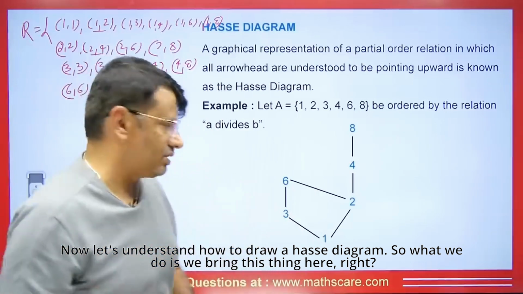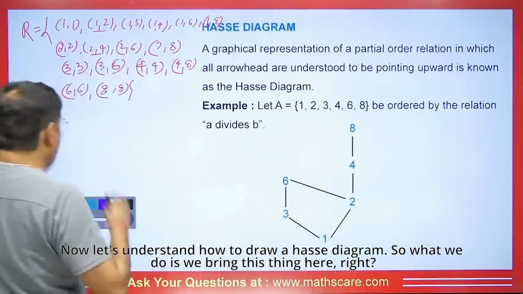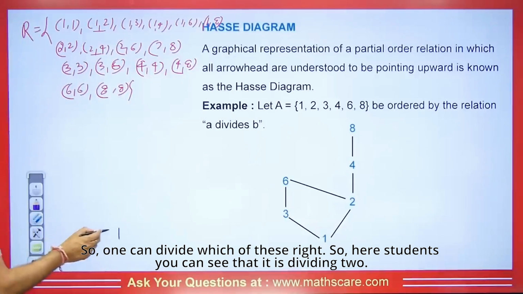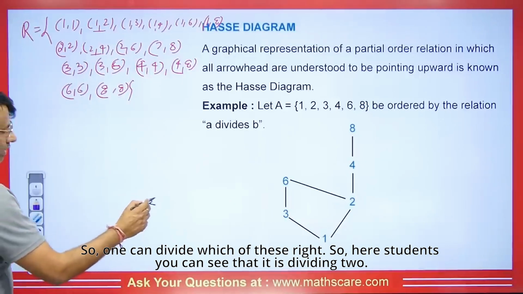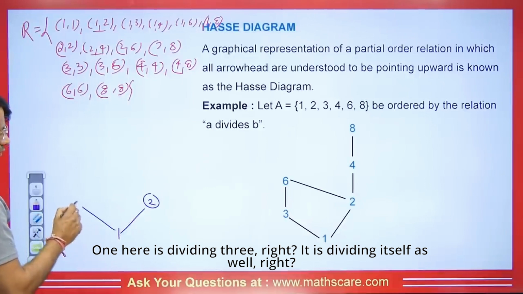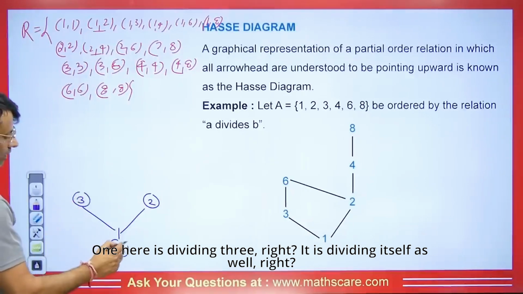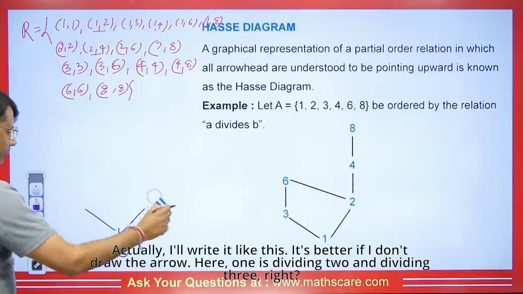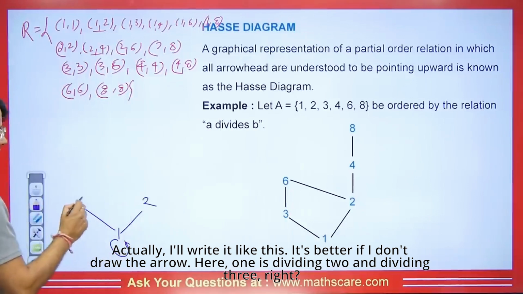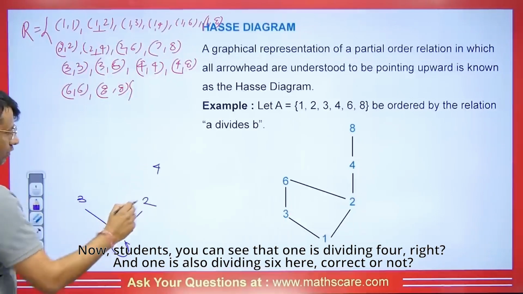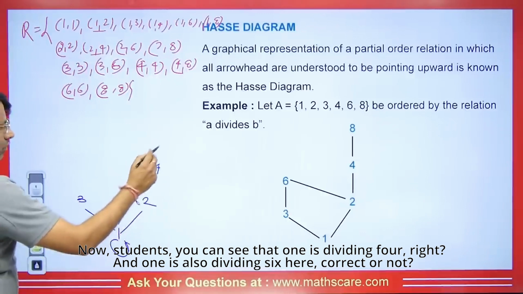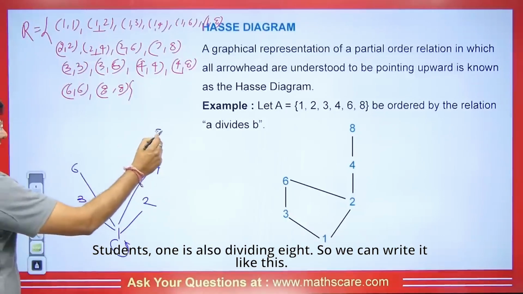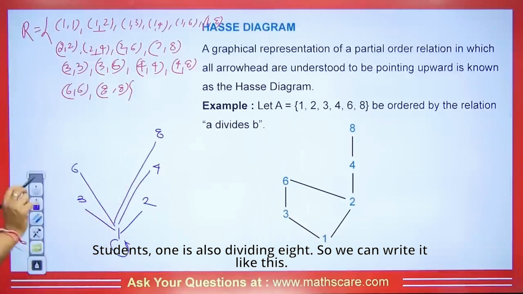Now let's understand how to draw a Hasse diagram. So what we do is we bring this thing here, right? So 1 can divide which of these? Here students, you can see that 1 is dividing 2, and 1 is dividing 3, right? Actually, I'll write it like this. It's better if I don't draw the arrow. Here 1 is dividing 2 and dividing 3. Now students, you can see that 1 is dividing 4, right? And 1 is also dividing 6 here. Correct or not? Students, 1 is also dividing 8. So we can write it like this.